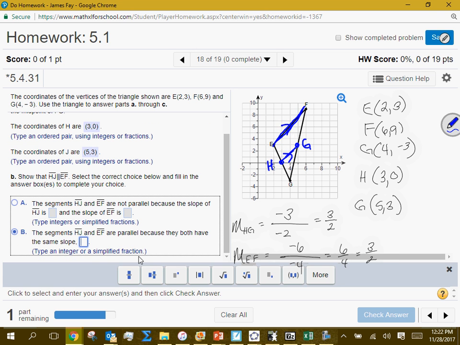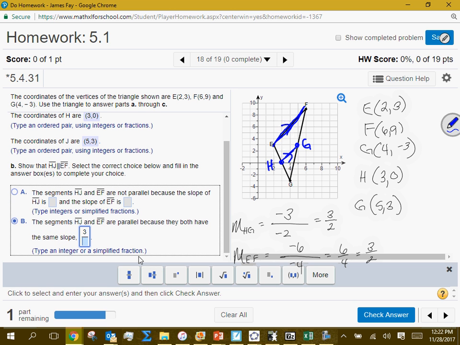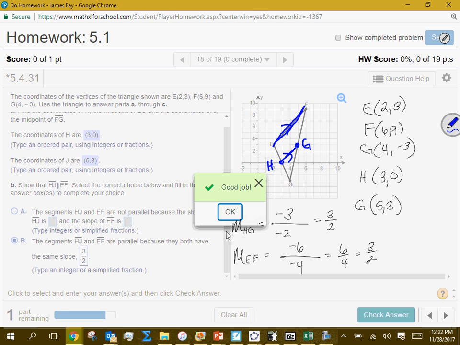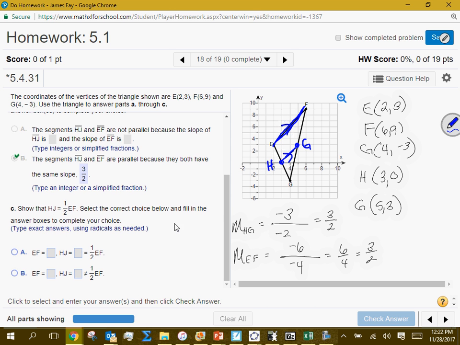Just type an integer or a simplified fraction. So if I typed in 1.5, it counts it wrong, correct? So 1.5 is not a fraction or an integer. So I need to go 3/2. Next part says find distance to prove that these two things are in fact showing the relationship that midsegments should show, with the length of a midsegment being half that of the third side. So we want to find the distance of H to G.